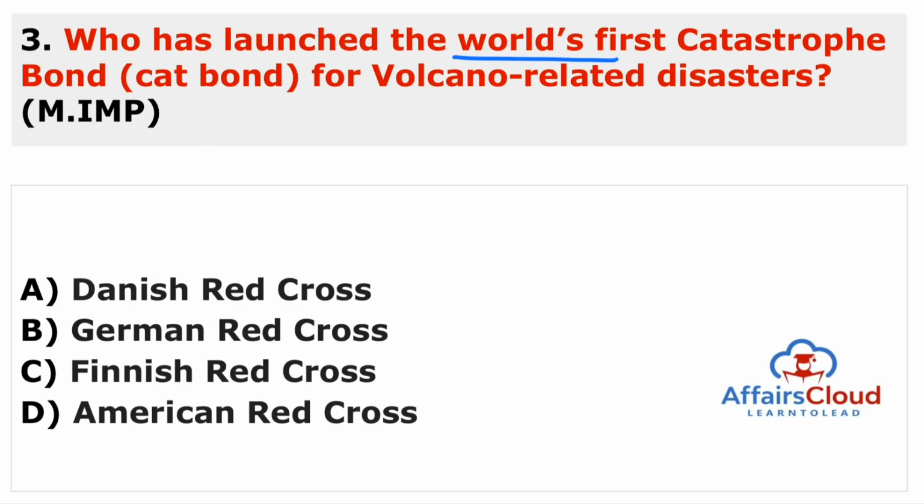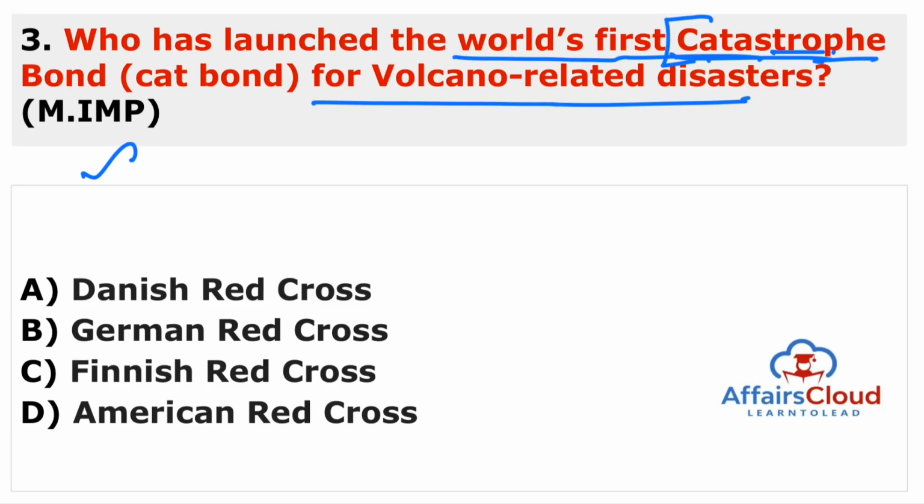Who has launched the world's first catastrophe bond for volcano-related disasters? The most important thing under this question is these types of bonds, the catastrophe bonds. Earlier we covered the panda bonds, but now we are covering the catastrophe bonds. These bonds are also known as CAT bonds. It is a high yield debt instrument designed to raise money in the insurance industry in the event of natural disasters such as earthquakes, tornadoes, hurricanes, typhoons. Now volcano also comes under this list. So it is known as a catastrophic disaster.